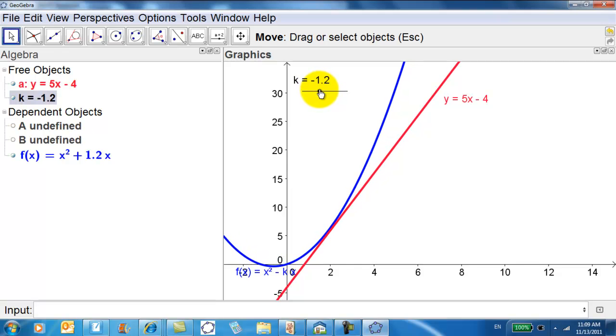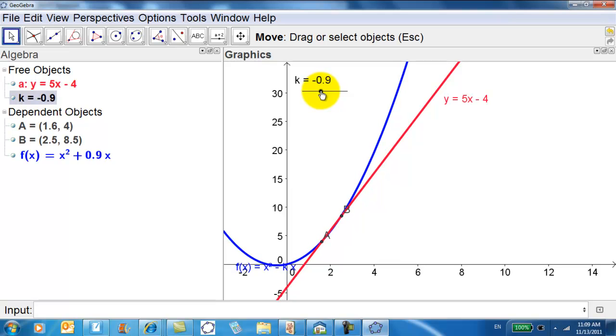See, and then they disappear for a while when they don't intersect at all. It looks like right at -1. Right at -1. Now let's see if we can do this with our tricks from calculus.